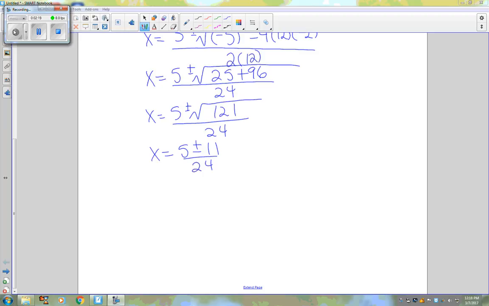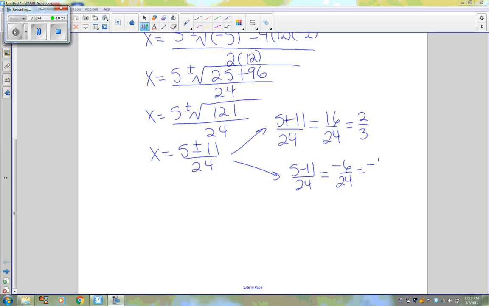So rewrite this as 5 plus 11 over 24, 5 minus 11 over 24. 5 plus 11 is 16 over 24. That reduces, 8 will go into that, to 2/3. 5 minus 11 is negative 6 over 24, which gives you negative 1/4. So your solutions are negative 1/4 and positive 2/3, which is C.